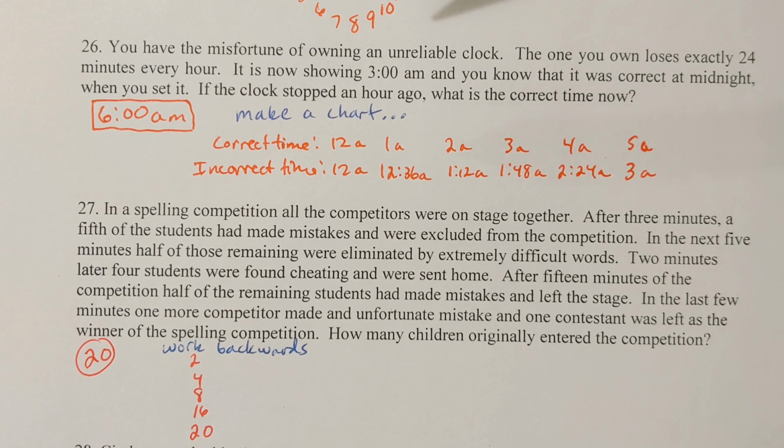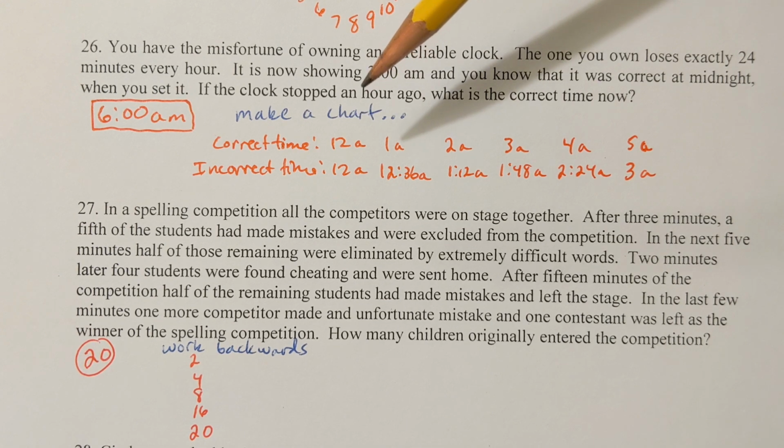Problem 26, you have the misfortune of owning an unreliable clock. The one you have loses exactly 24 minutes every hour. It is now showing 3 a.m., and you know that it was correct at midnight when you set it. If the clock stopped an hour ago, what is the correct time now? For this one, I'm going to make a chart. I'll keep track of the correct time and the incorrect time.